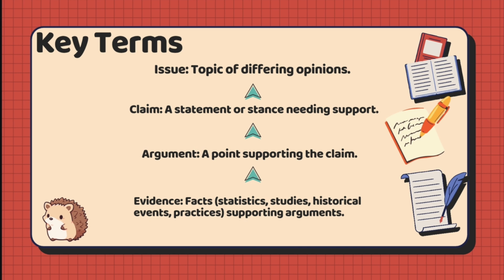First is the issue. The issue is the topic of differing opinion or differing sides regarding an issue. And after the issue is the claim. A claim is a statement or stance that needs support. An argument is a point supporting the claim. And to support your arguments, you need evidence. This can be statistics, studies, historical events, and practices.